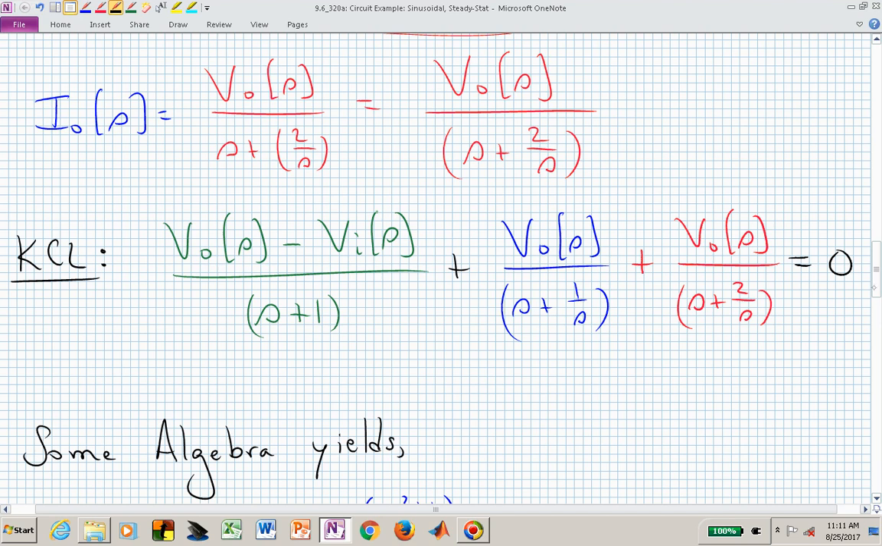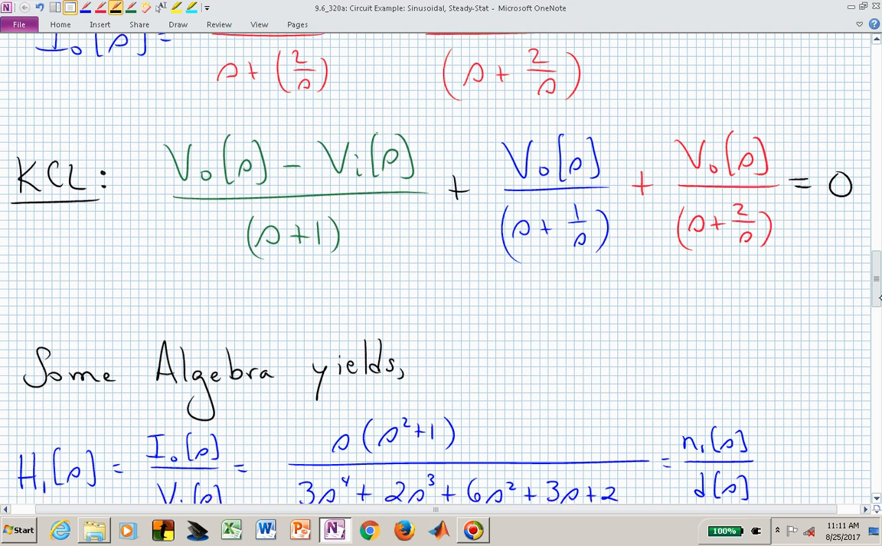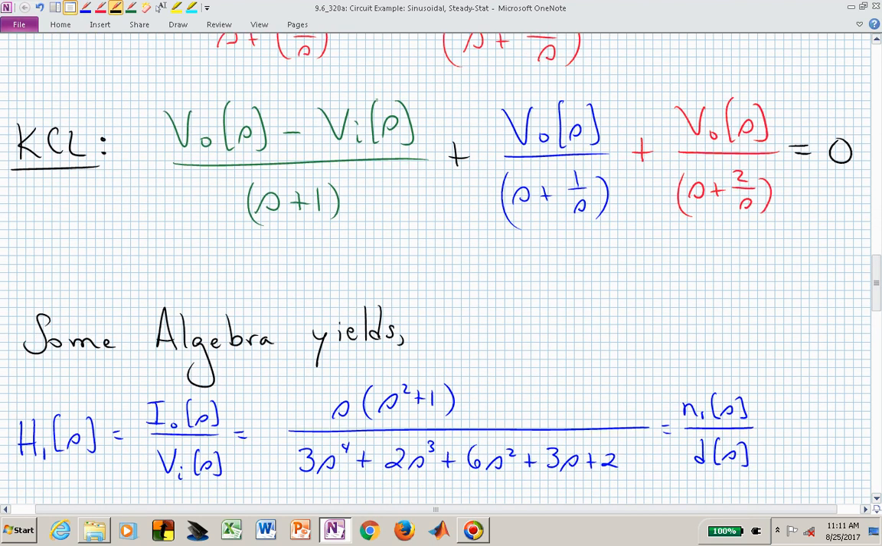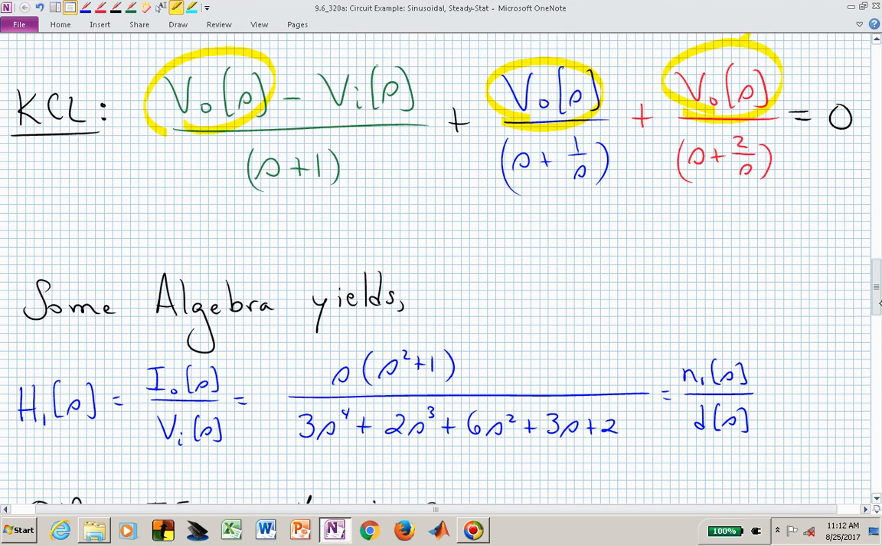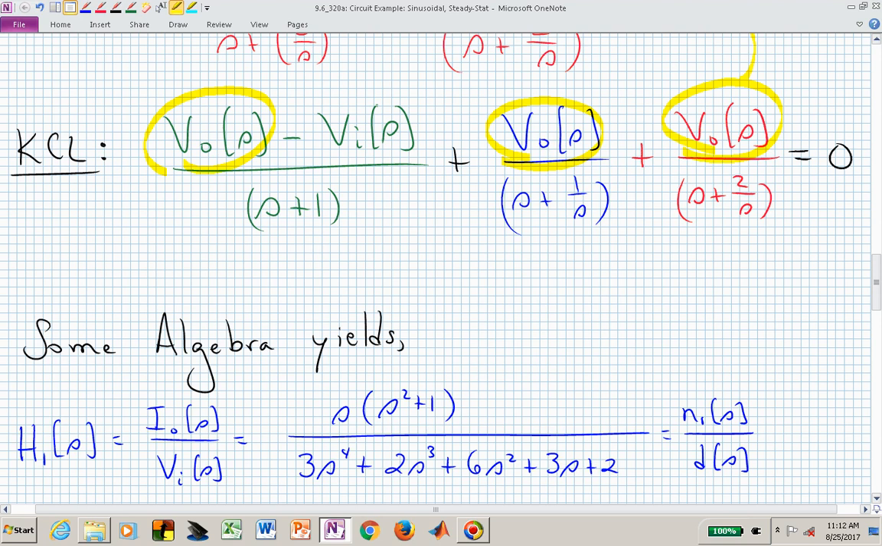So here I'm going to allow you the pleasure of performing the algebra and solving for not only V sub 0 of S, but once you've found V sub 0 of S, once you have this guy, which is here and here, once you have that, now that goes up into the numerator of your I sub 0 of S expression. That algebra now should lead you to the following transfer function.